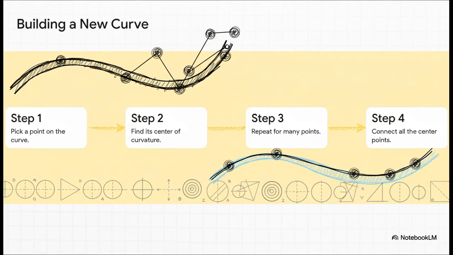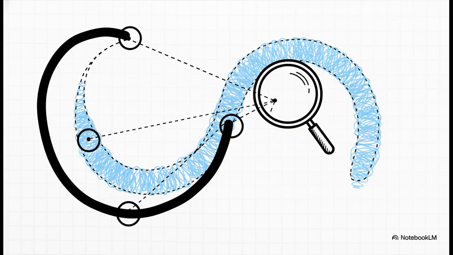The process itself is actually pretty simple to imagine. You just pick a point on your curve, you find its center of curvature, and you put a dot there. Then you scoot down the curve a little bit and do it again, and again, and again, all the way along the curve. And when you connect all of those dots, something amazing happens. You end up creating a completely new curve.